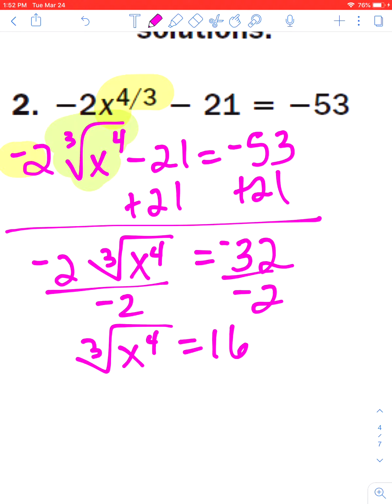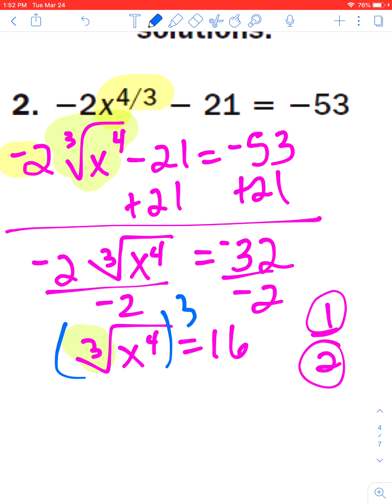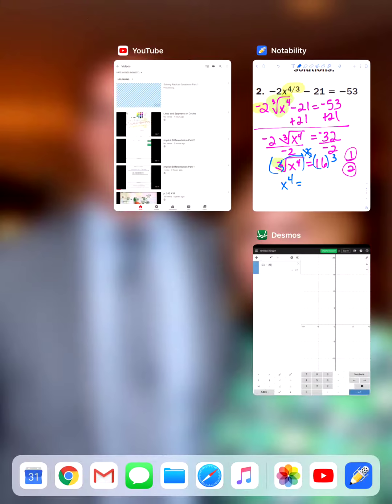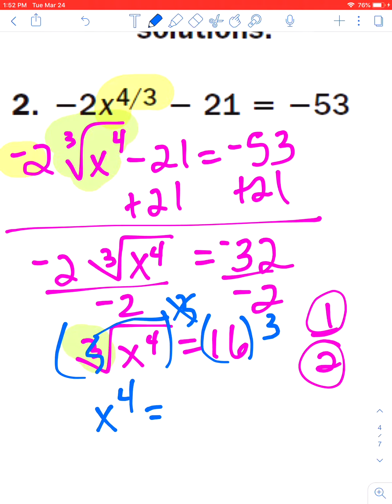Now I have the radical isolated. So that was step 1. Step 1 was isolating the radical. Step 2, we power it up. Well, this is a cube root. So we're going to choose to power it up by using power of 3. So the power of 3 and the cube root undo each other, yielding an x to the fourth. And if we don't know what 16 to the third is, I think we've done it earlier, but let's do it again. All right, 16 to the third power is 4096. Again, you are going to be getting some big numbers in this process.